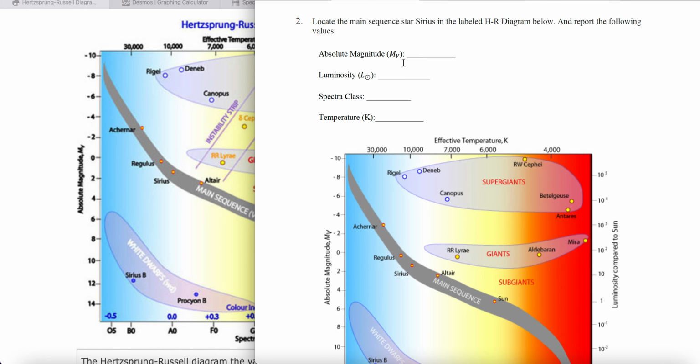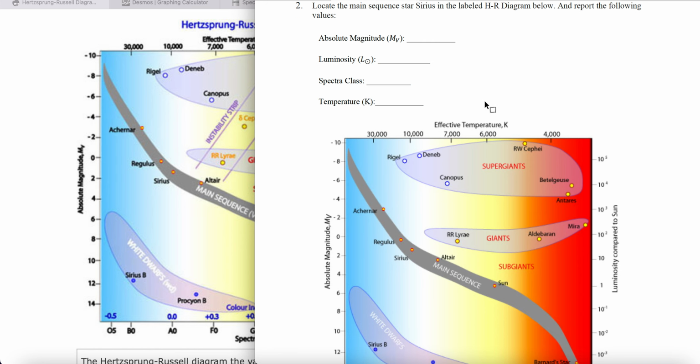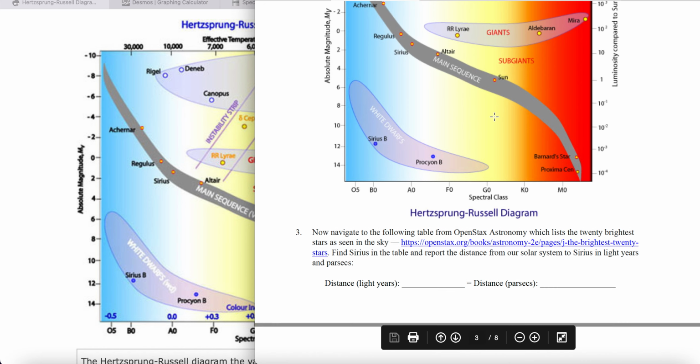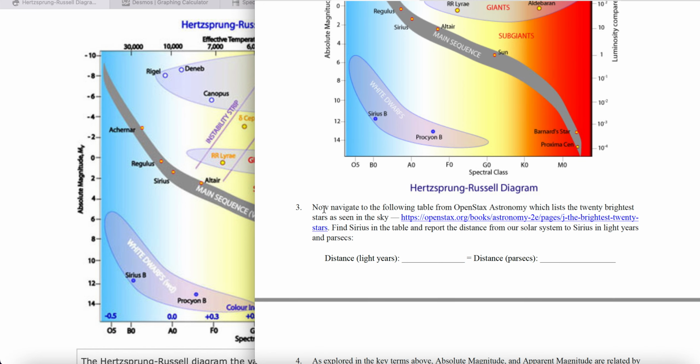But anyway, you're just going to read off these four quantities, which are the two vertical and two horizontal axes, and just report them by looking at Sirius. Maybe you want to use a ruler to get some straight lines, but you're just reading off the values from the chart, or from the figure. Okay? So then on to our next question.